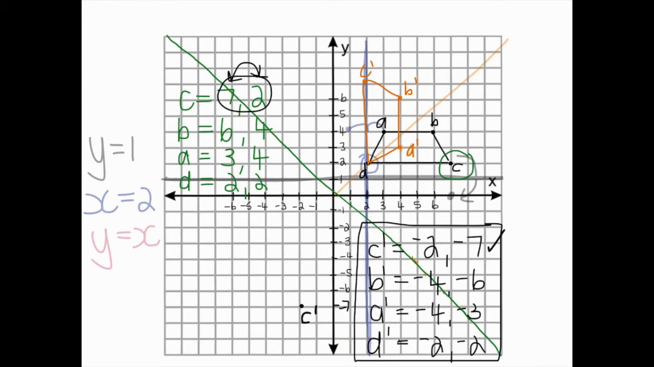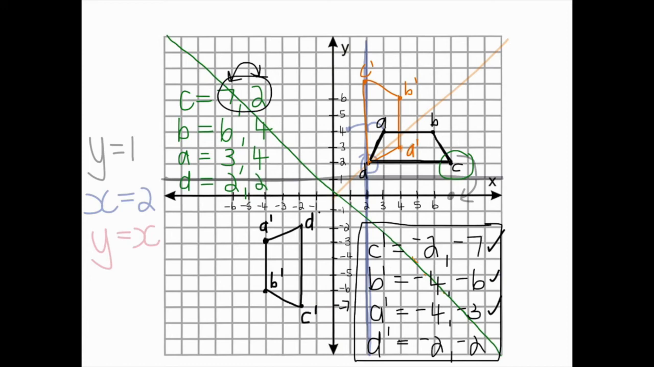Next, B prime, it is negative 4, then negative 6. You can tick that one off. A prime, negative 4, then negative 3. A prime, and then D prime is negative 2, negative 2. Joining these up, again you're going to be using a ruler. You can see that this shape, the original shape up here, A, B, C, D, has flipped across this green line, which is y equals negative x. Their x and y values have swapped places and their signs have swapped.